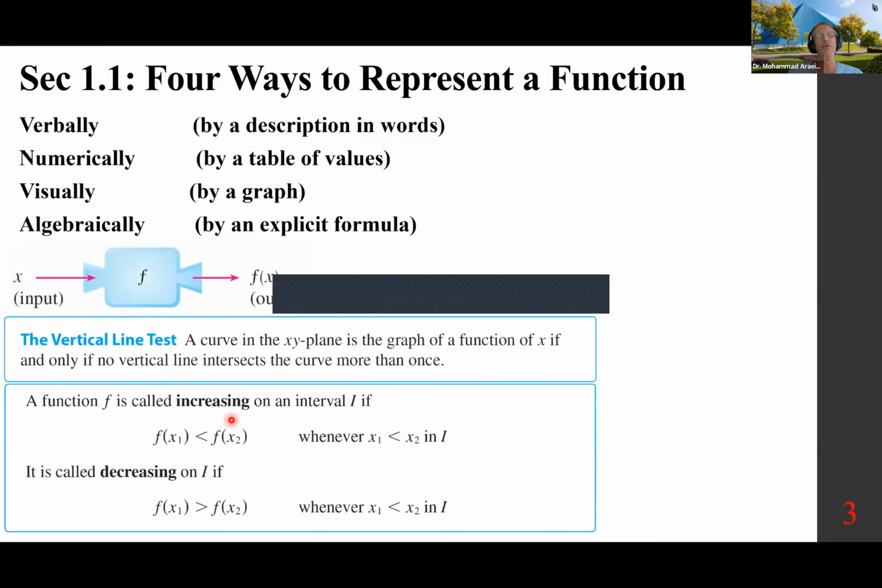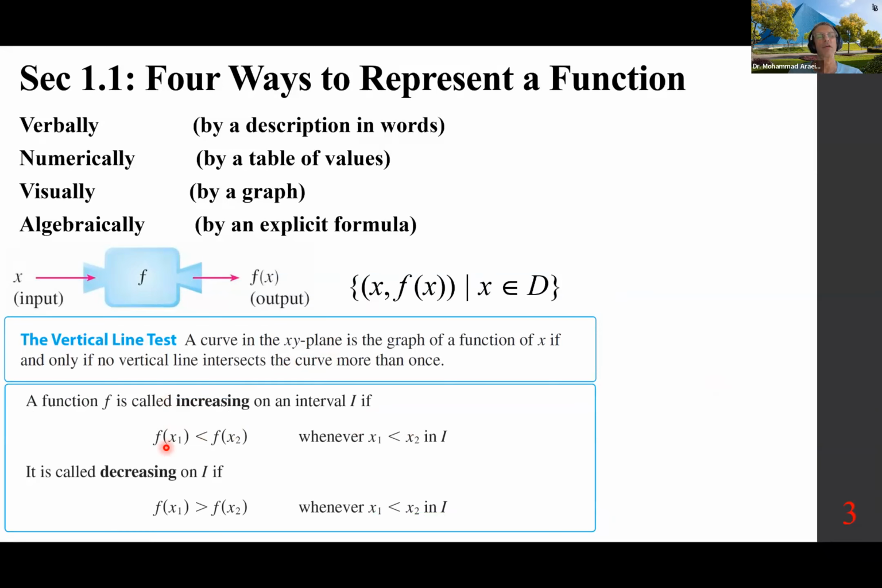A function is increasing on an interval if f of x sub 1 is less than f of x sub 2 whenever x sub 1 is less than x sub 2, and it's decreasing when f of x sub 1 is larger than f of x sub 2 when x sub 1 is less than x sub 2. In other words, in the case of increasing, as x gets larger, so does y. In the case of decreasing, remember, as we go from left to right, x gets larger, but y gets smaller.